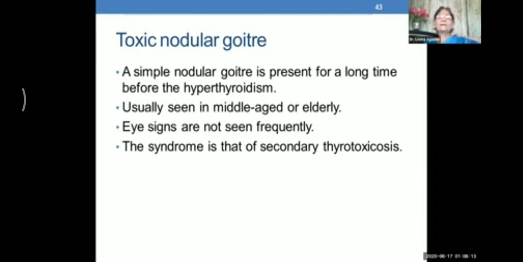Another variety is toxic nodular goiter. Here, a simple nodular goiter may be present for a longer time, which is euthyroid. There is no presentation of hyperthyroidism. A simple nodular goiter is present for a long time before the hyperthyroidism, usually seen in middle-aged or elderly patients. Eye signs are not seen frequently except for lid lag and lid spasm. The syndrome is that of secondary thyrotoxicosis.